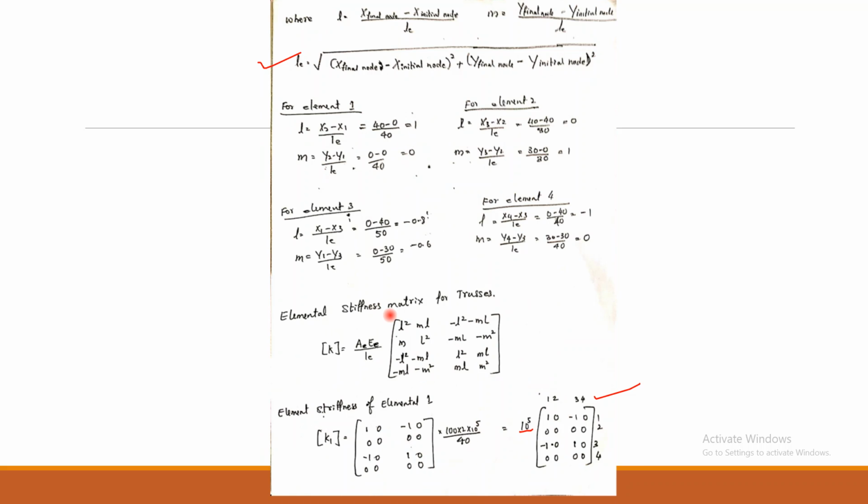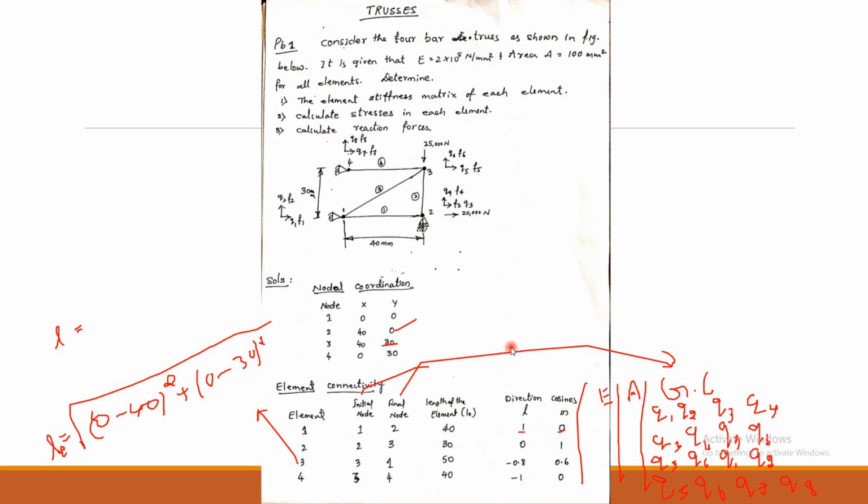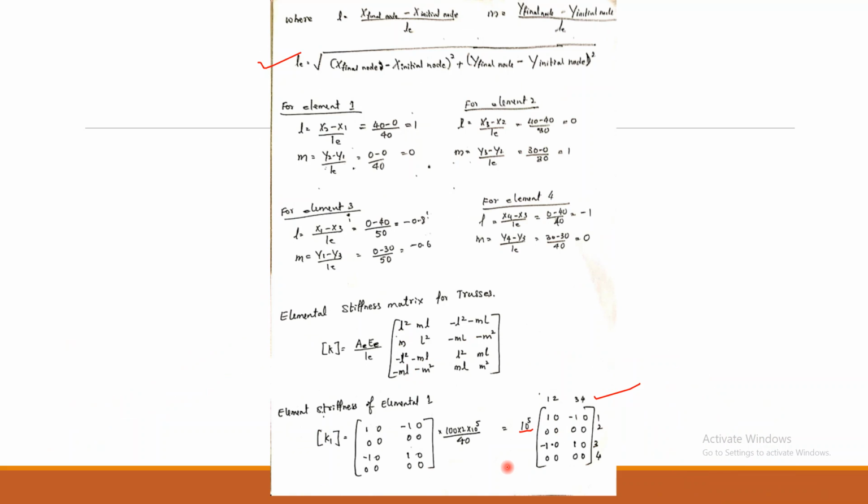Once you did this, the next part is element 4. It is 100 into 2 into 10 raised to 5 divided by 40 only, multiplied by the LM quantity. The LM quantity is minus 1, 1 for element 4. Once you find that, you just substitute, multiply those numbers, and simplify it, and you are going to get this matrix. Here also global connectivity should be mentioned, and you should take it from the previous table.